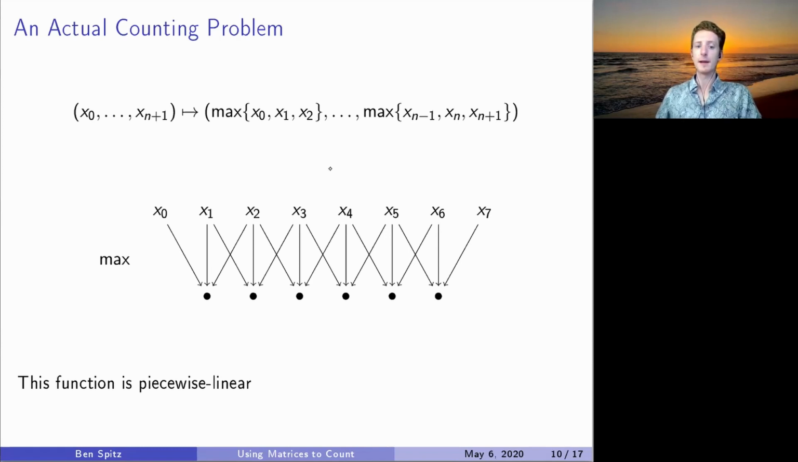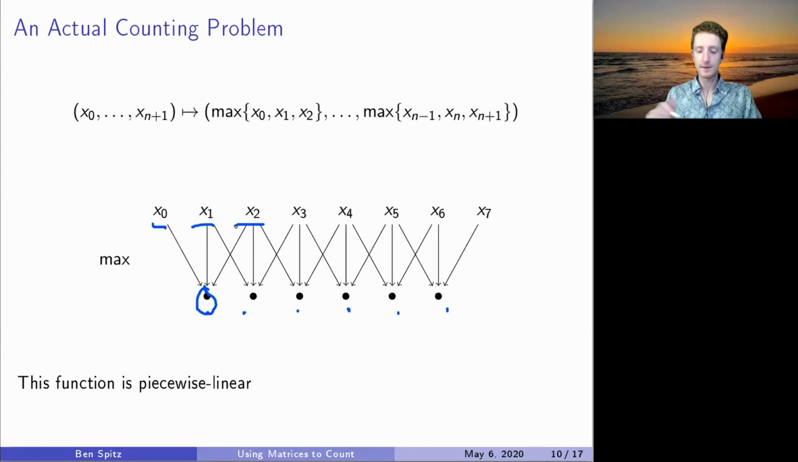So, okay, I'm going to consider a function from R to the n plus 1 to R to the n minus 1, I guess in this case, due to my indices. And what this function does is it takes a list of inputs. In this case, I drew the case where n equals 6, from x0 to x7. And the output is going to have 5 outputs in this case. No, sorry, 6 outputs in this case? Yeah. Where each output returns the maximum of the 3 inputs above it, if that makes sense.